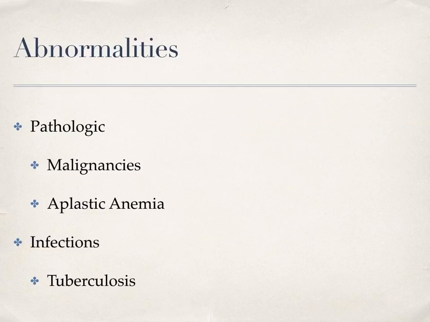So what happens if there's a problem with bone marrow? Bone marrow can be affected by pathologic states such as malignancies and aplastic anemia. Bone marrow can be infected by infections such as tuberculosis. And any of these, the pathologic or the infections, lead to a decrease in the production of blood cells and blood platelets.